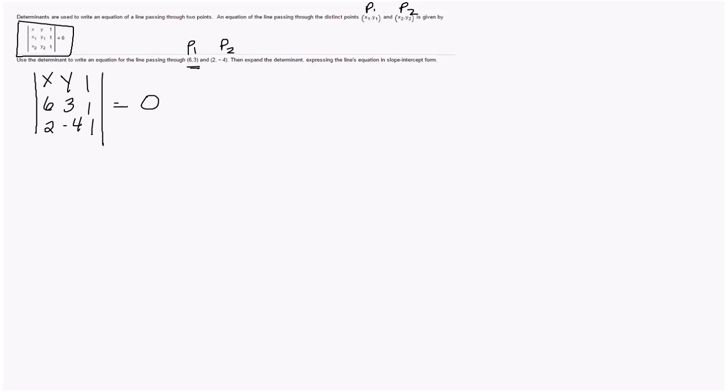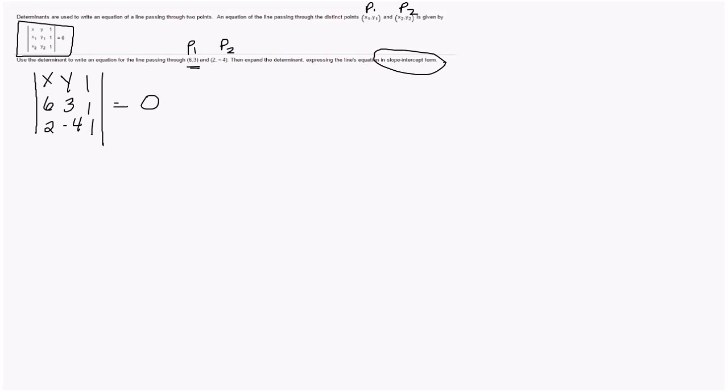Now, I think most students would probably find the slope and find the intercept to make the slope-intercept form because that's what we're used to doing. It's just interesting to be able to use matrices to do the same thing. So what they say to do is to expand the determinant, and what they mean by that is to put the matrices into determinant form.